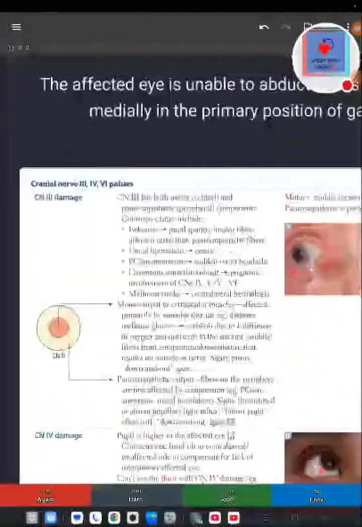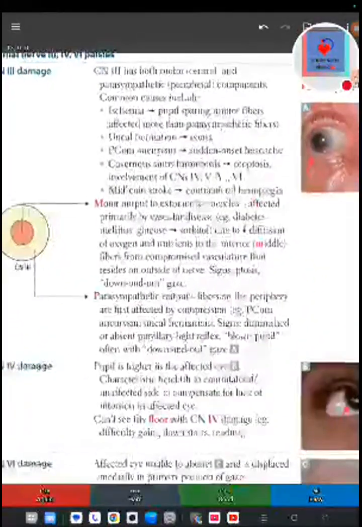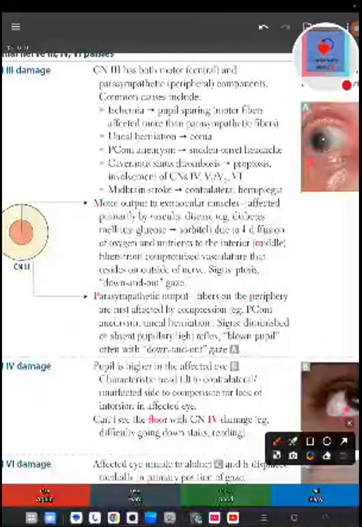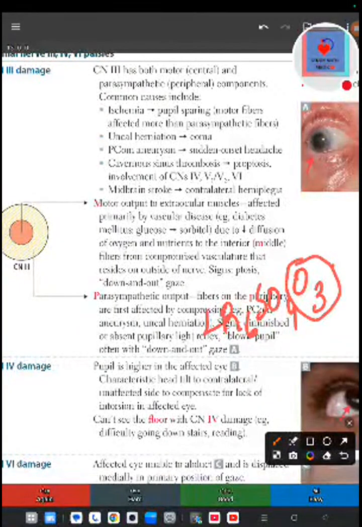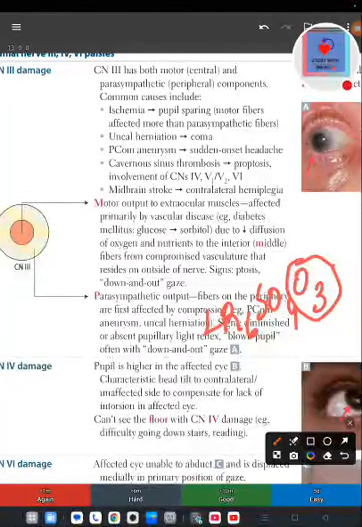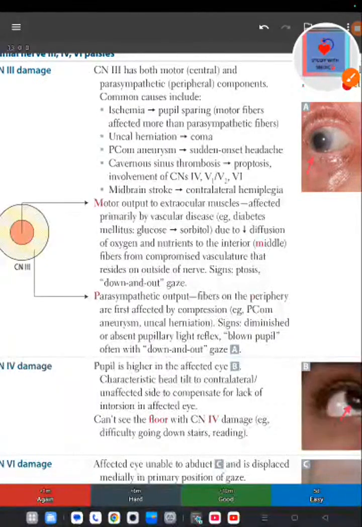Contralateral hemiplegia. Now discussing motor. So motor output to extraocular muscles: LR6, SO4, others 3. This motor output to extraocular muscles is affected primarily by vascular causes, for example diabetes, due to decreased diffusion of oxygen and nutrients to the interior. Middle fibers are affected from compromised vasculature that resides on the outside of the nerve. Down and out gaze is lost. Okay, and the gaze will be down and out.